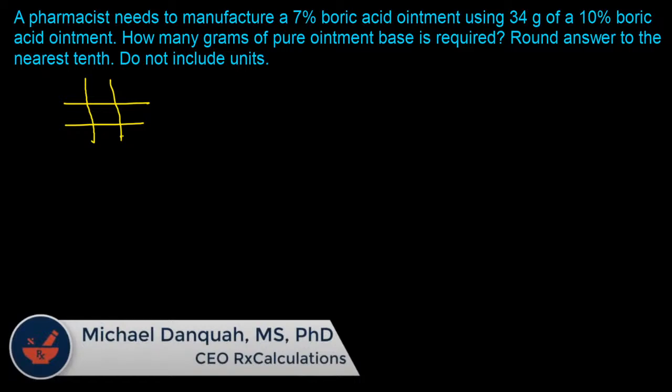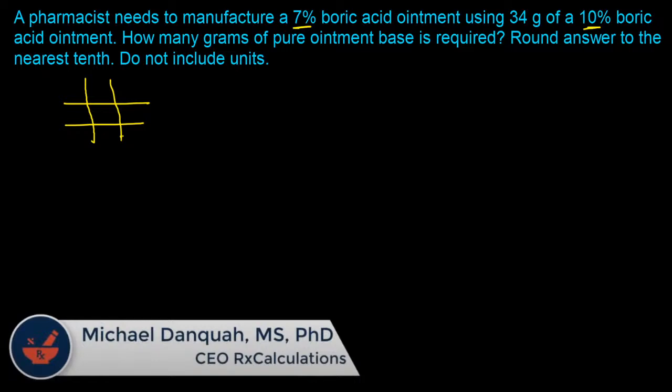The way it works is you set up a grid, and in the top left hand you put the highest concentration. So in this question, we need to identify what the highest concentration is. The highest concentration here will be the 10%. And then the desired concentration that we are looking for is the 7%. That means that we need some quantity which has a concentration lower than 7%. Otherwise, there's no way you can dilute the 10% down to 7.